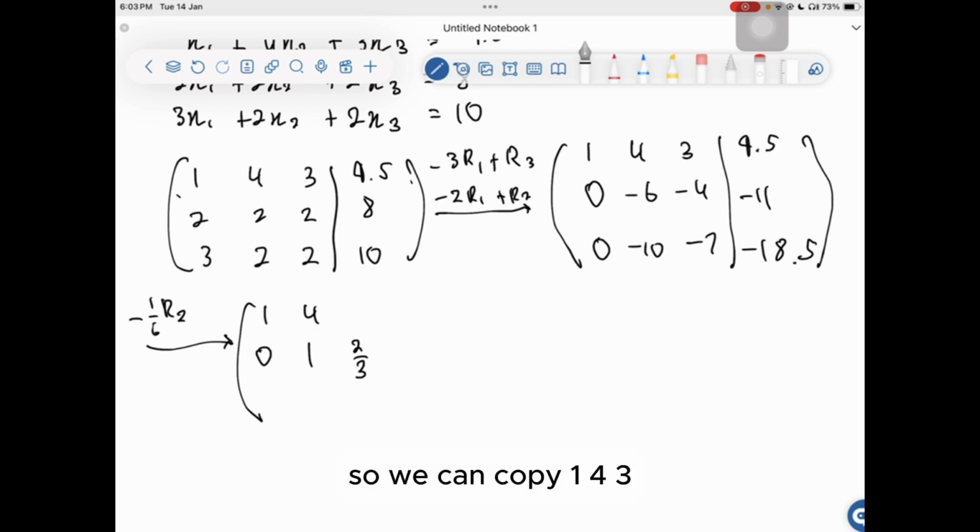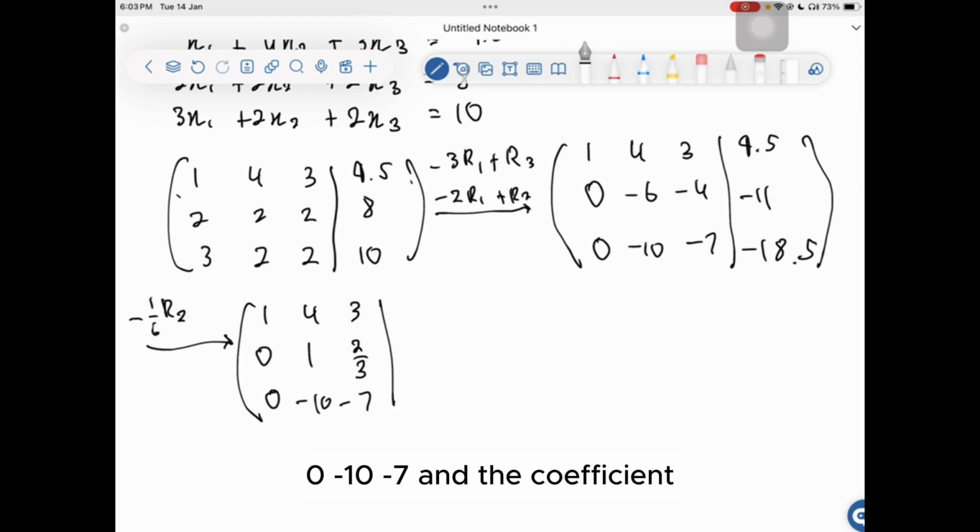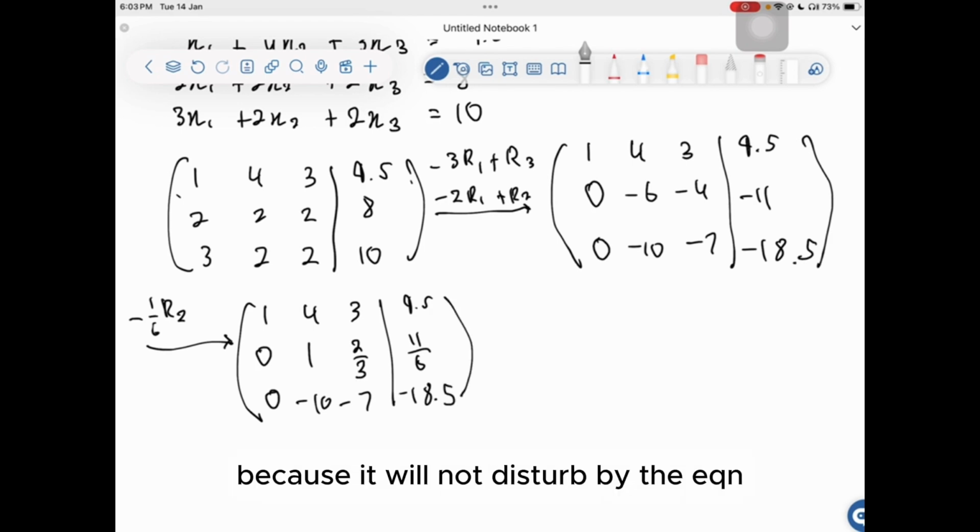So we can copy 1, 4, 3, 0, negative 10, negative 7, and the coefficients, for the negative 11 we need to also substitute in the equation, and we will get 11 over 6. Let's copy the answer because it will not be disturbed by the equation.